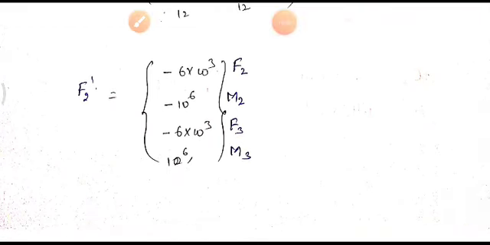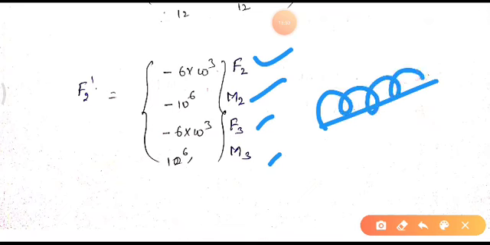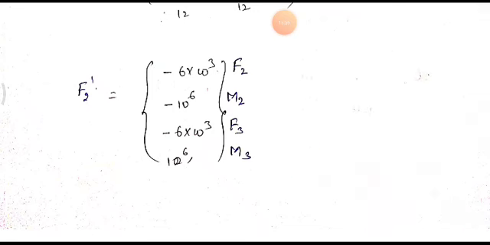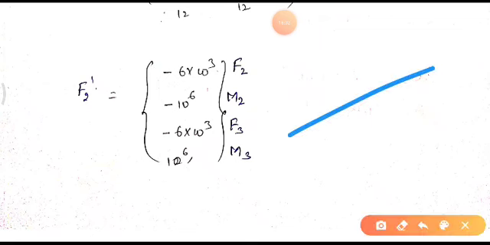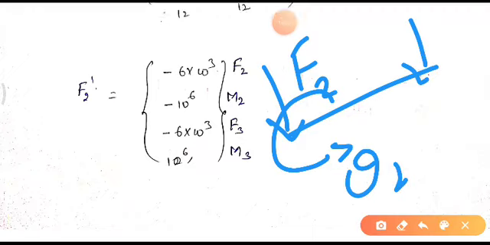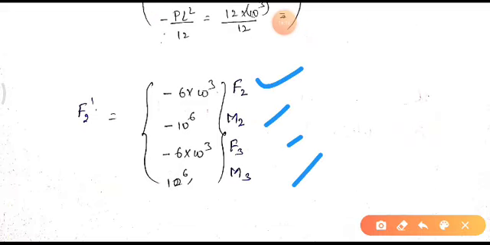F2, M2, F2, M2, F3, M3 are nothing but the forces due to this. At node 2 we have this vertical force, angular moment, vertical force, angular moment. That's what we have written. Vertical force F2 we have, angular moment theta 2 we have, vertical force F3 we have, angular moment M3 we have. If you solve these, you will get these equations, right?